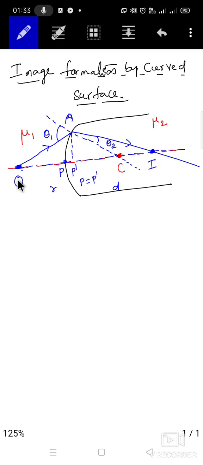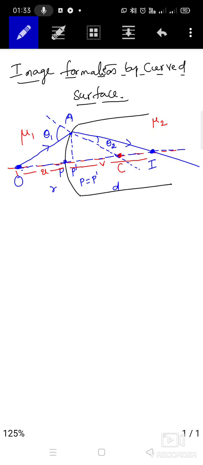Let us see what we call the distance between the object and the pole. We call it the object distance, indicated by the letter U. The distance between the pole and the image is called the image distance, indicated by the letter V.